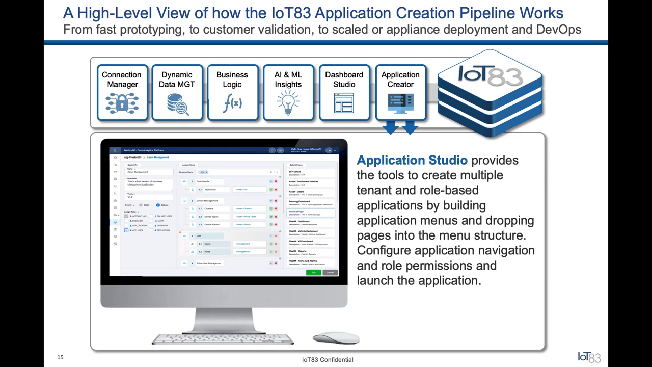Once the application has been created, you can identify the type of roles that should see a given application and then build incremental applications for different role types. So when a user logs in, they see what benefits them and only what benefits them. You're also able to manage the access privileges associated with those roles for secure implementation of multiple role-based applications, all with Iot83's Application Enablement Platform and the Application Creator.